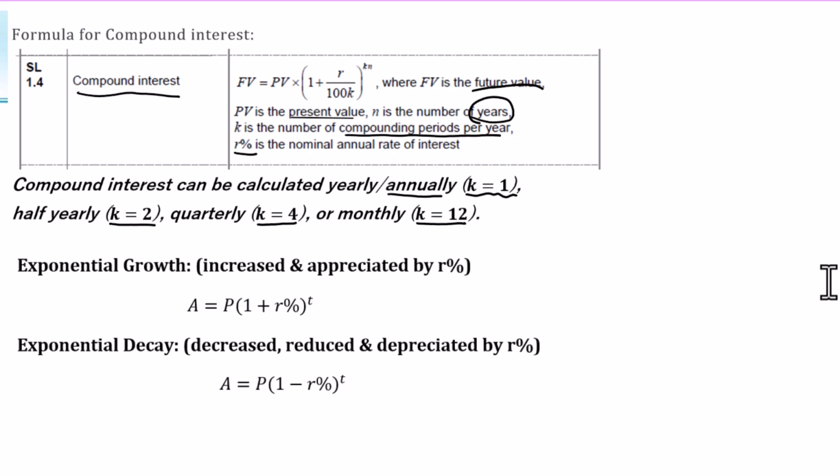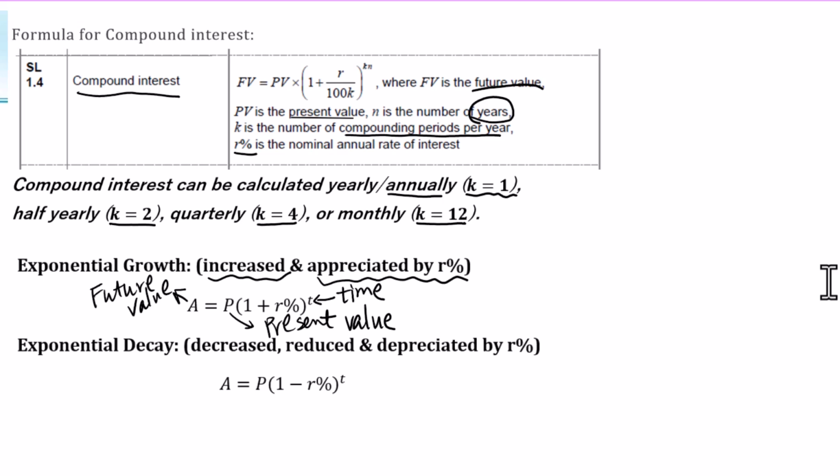For exponential growth, when you see the word increased or appreciated by R%, we will use A equals P times 1 plus R% to the tth power. Normally, this t is the time. A is the future value. P is the present value.